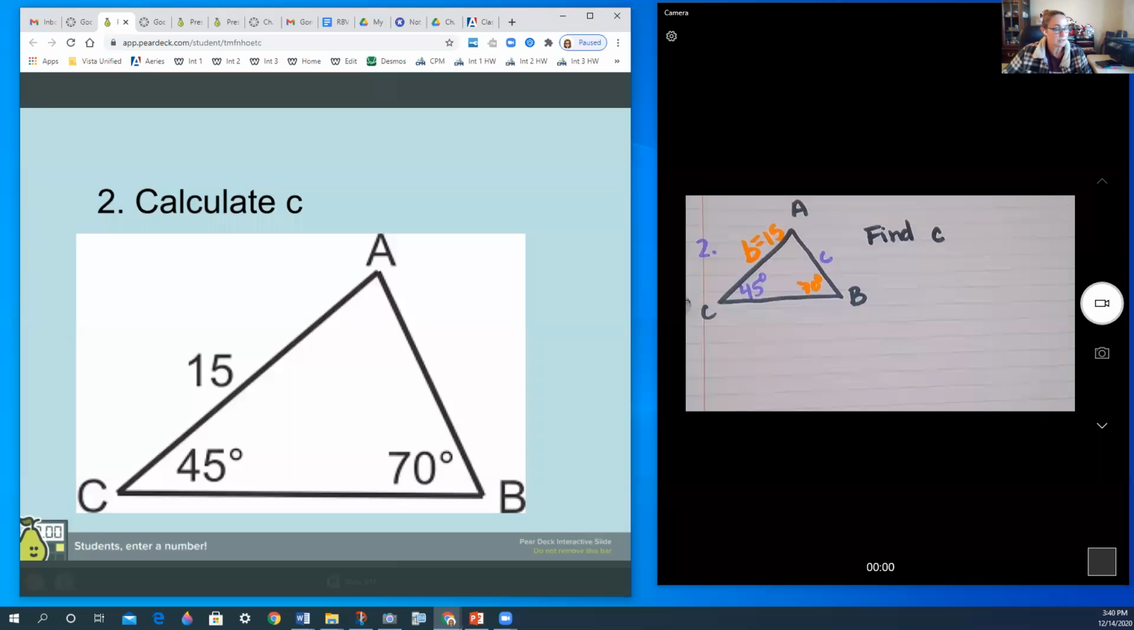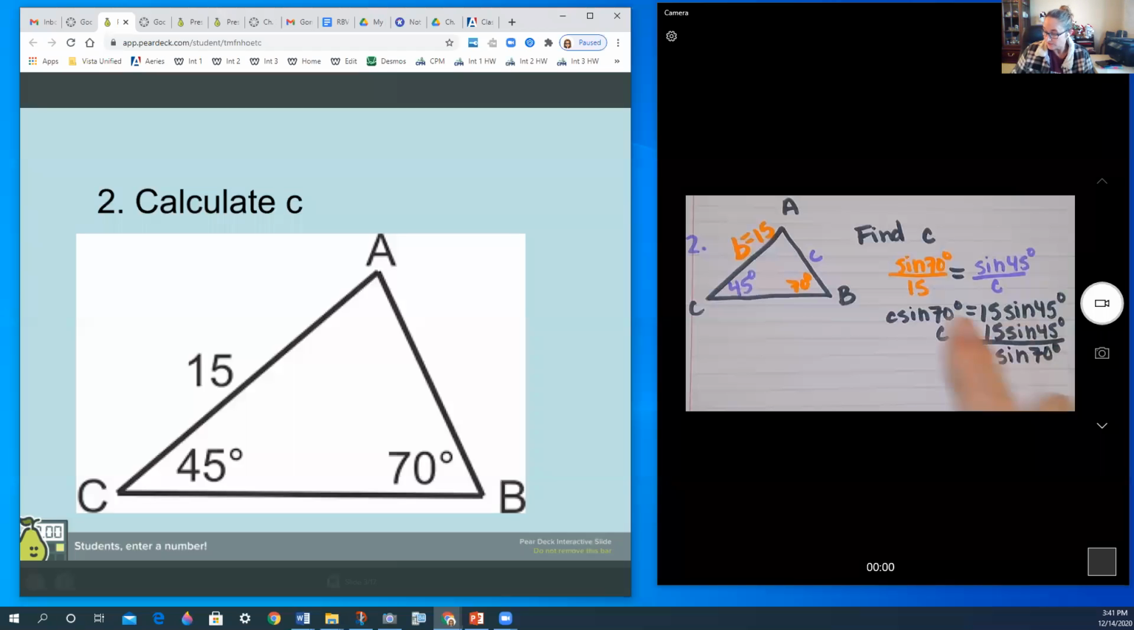So on this one, we're asked to find little c. You can see these ones are pairs. We have the angle on the side opposite here. We have the angle on the side opposite. Since we have the angle on the side opposite for one, we can use law of sines. So we're going to use law of sines to find little c. So I set up sine of 70 over 15 equals sine of 45 over c, cross multiplied, divided by sine of 70. And again, this is a little c.